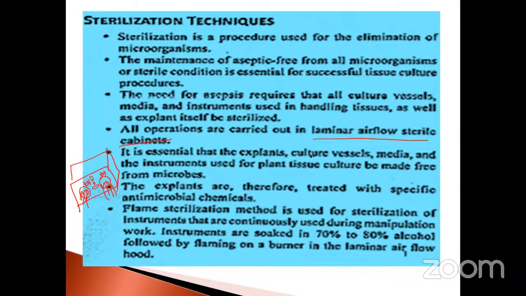It is essential that the explant, culture vessels, media, and the instruments used for the plant tissue culture be made free of microbes. That is the first point. The explants are therefore treated with specific antimicrobial chemicals also. Flame sterilization method is used for the sterilization. This is also another method, for the instruments that are continuously used during the manipulation work. Instruments are soaked in 70 to 80% alcohol, already told you, followed by flaming on a burner in the laminar airflow hoods. Already told you, isn't it, my dears?